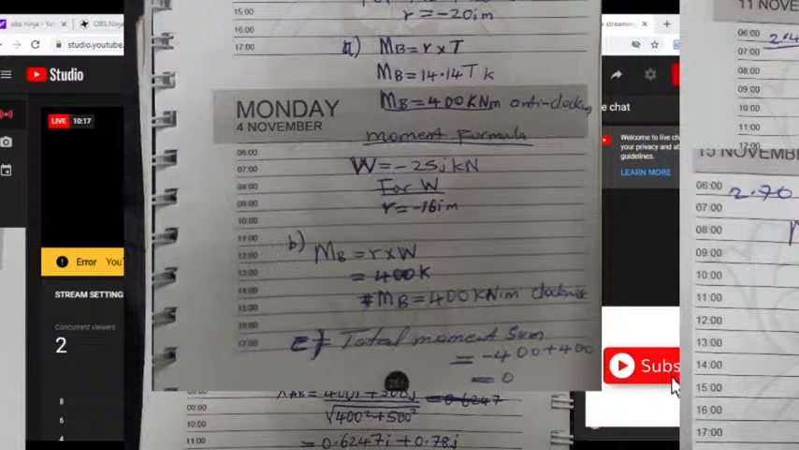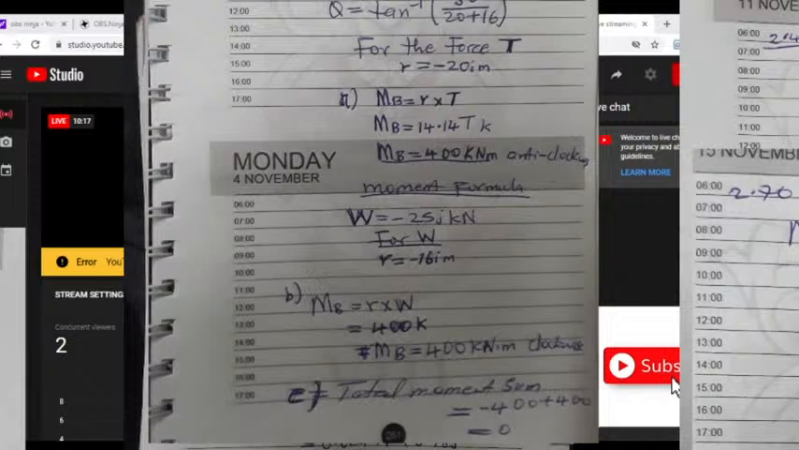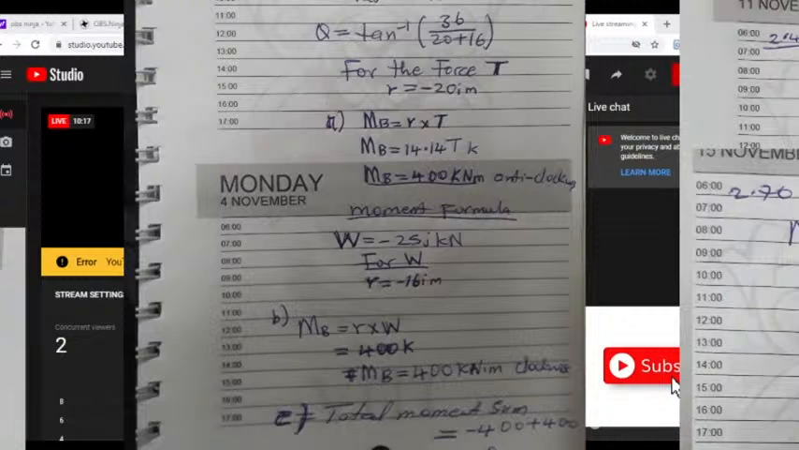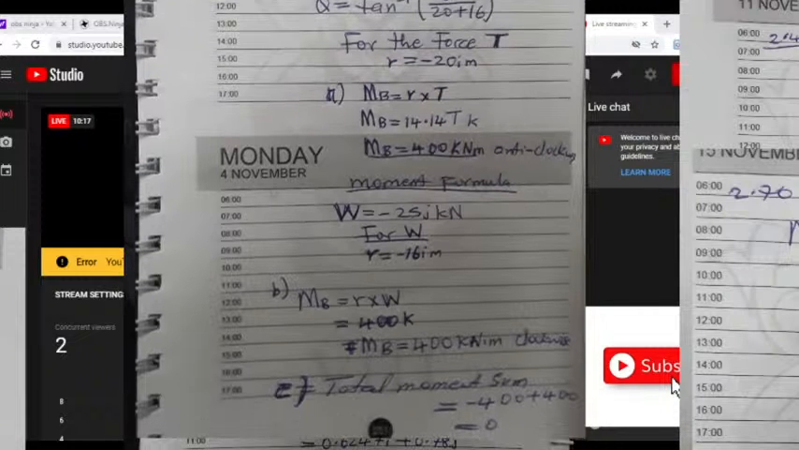Then question C is just the total of what you got from question A and question B. You add them, and it's going to give you 0. I will try to improve my ways of doing things so that I can explain it in a way that you will understand. I believe everybody can see.